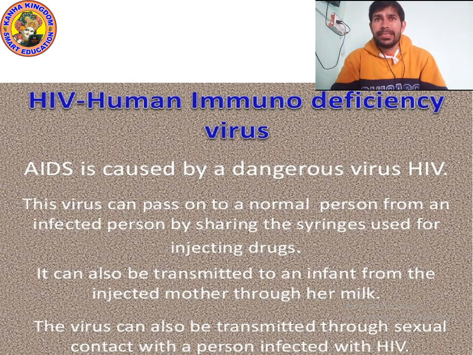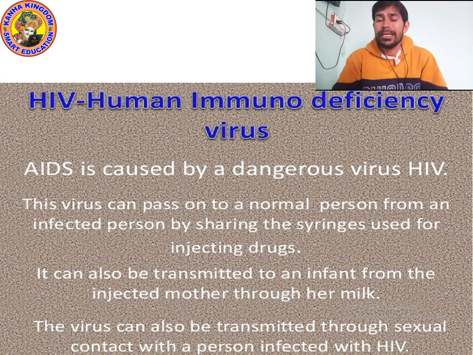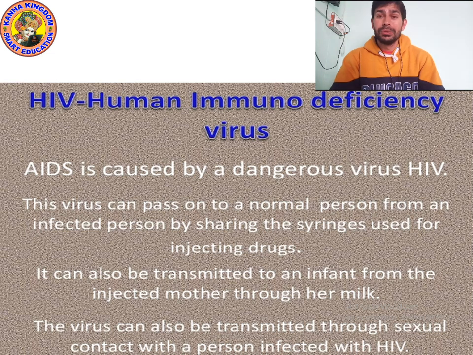Okay, now let's study about HIV. What is HIV? HIV is the name of a virus. The complete form is human immunodeficiency virus. What does immunodeficiency mean? Deficiency means shortage, and immuno means immune system. Our body has a system which protects us from diseases. But because of the HIV virus, our immune system starts getting destroyed, so it cannot protect us from normal diseases.